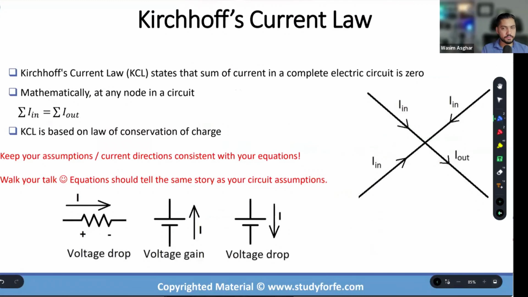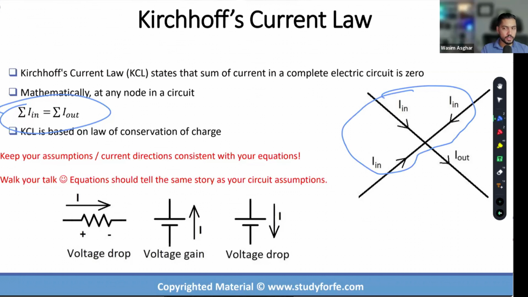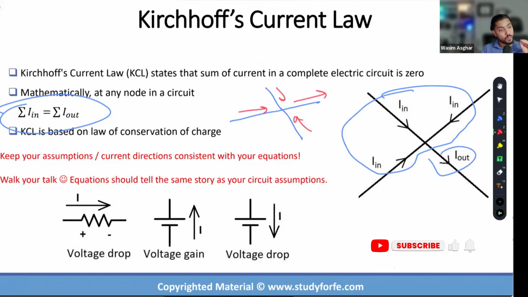Let's look at KCL. KCL is also very simple, extremely simple mathematically: the sum of all the currents that are entering a node should be equal to the sum of all the currents that are leaving the node. What's the big deal? Very intuitive, right? If you have a junction, the sum of all the cars that are entering here should be equal to the sum of all the cars that are leaving. It's as simple as that. But what is the issue? Here's the issue with KCL.